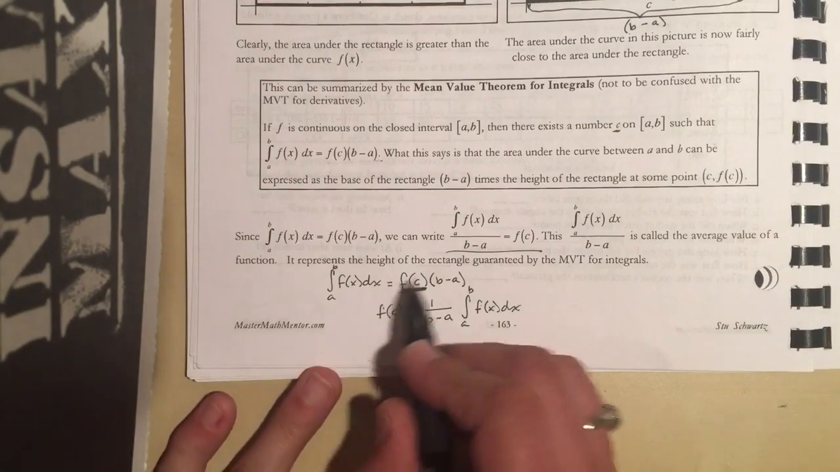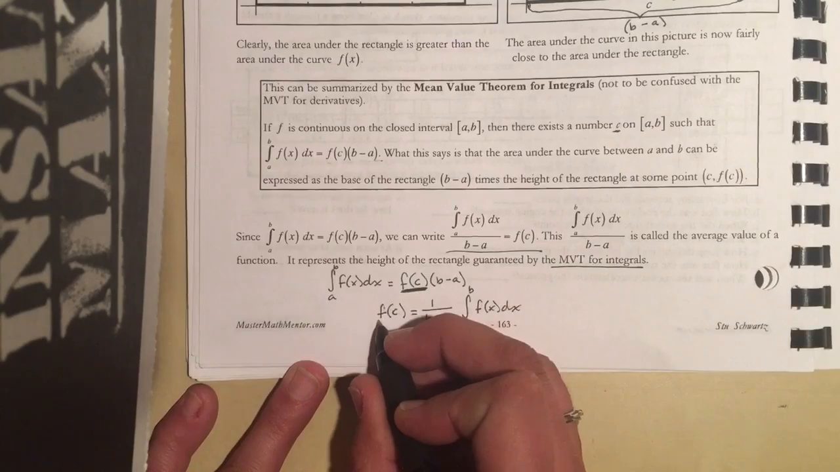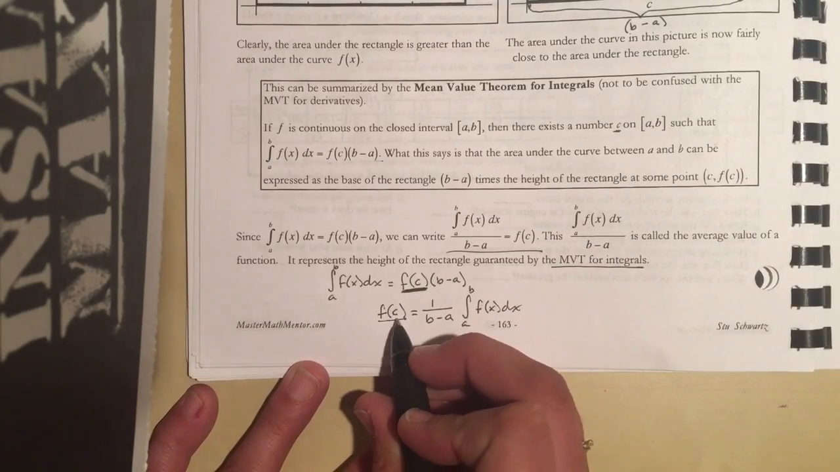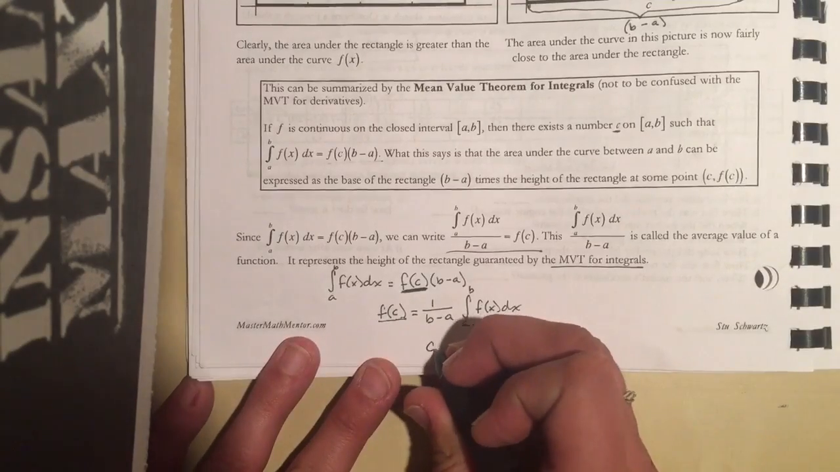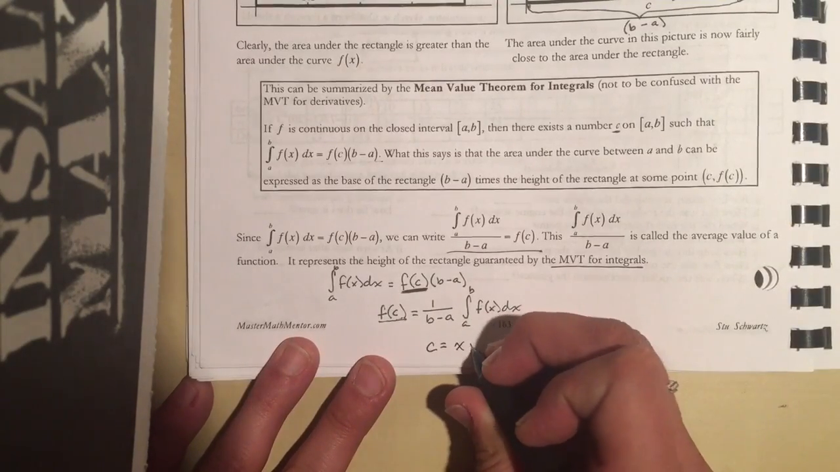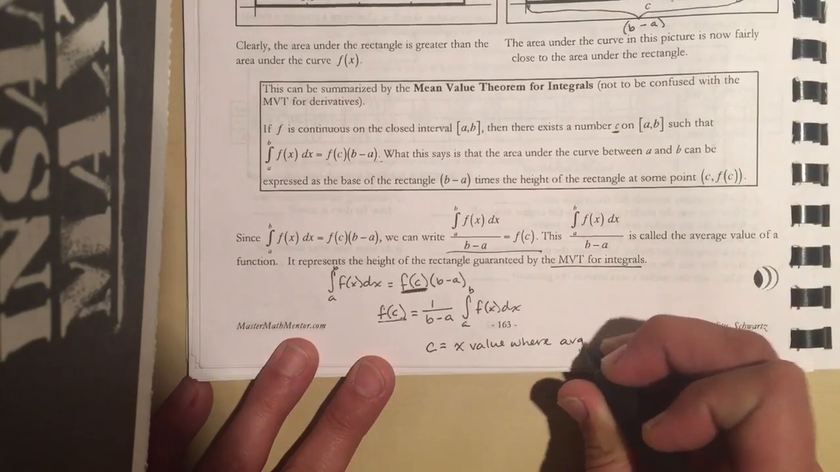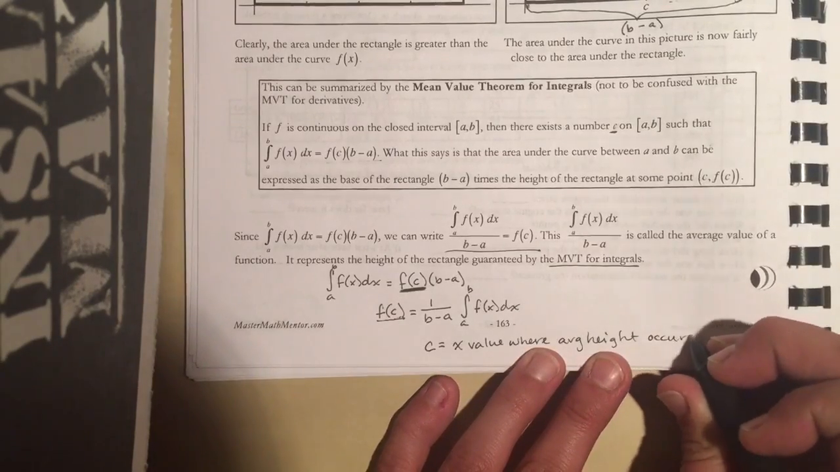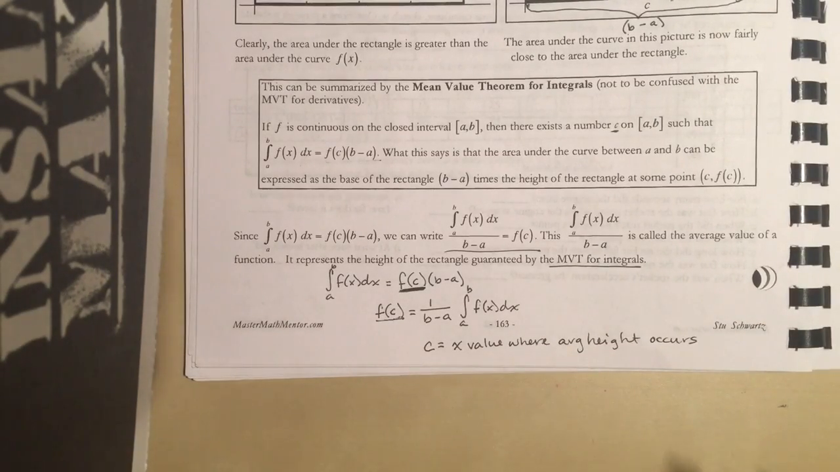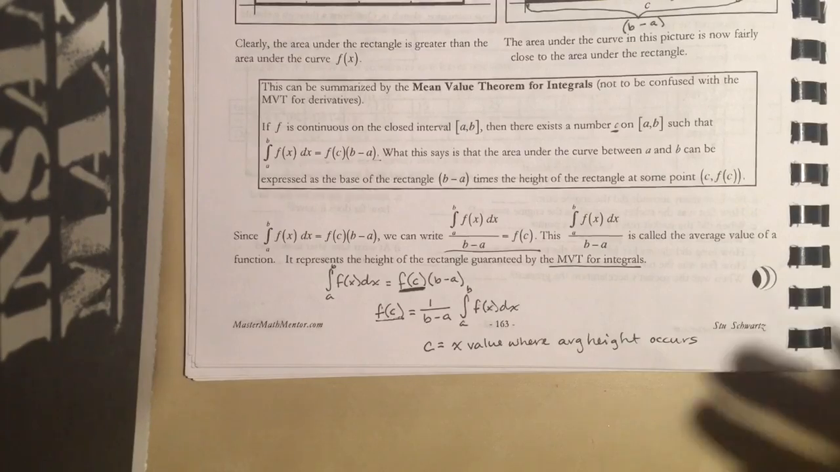Okay? So this is the height of the rectangle guaranteed by the mean value theorem. So this is the average height. The c that's involved is the x value where the average height occurs. So c equals the x value where the average height occurs. So again, in terms of physics, your c would be the time where your average velocity would occur. Okay, so things like that.